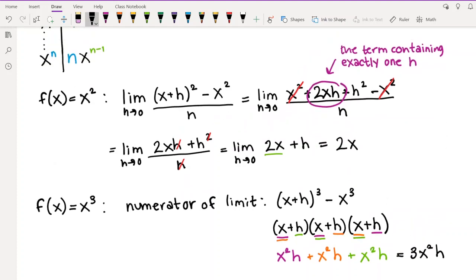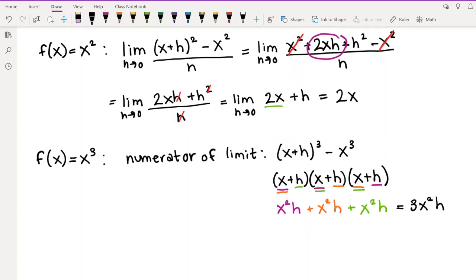Similarly to how up here, circled in purple, the 2xh was the part that survived, after we went through all the limit stuff we were left with 2x, and that 2x came from this 2xh. Similarly here, if you set up the limit again, you would see that the only part that's going to survive after you do the cancellation and plug in 0 for h is this 3x squared.